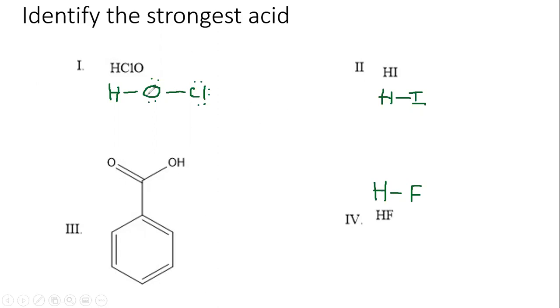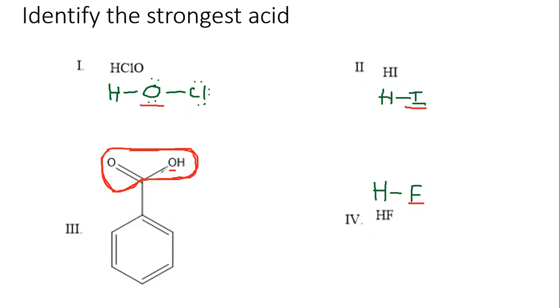So here, if we look, we see that the acidic proton is attached to an oxygen here, a fluorine here and an iodine here. So we want to know the strongest acid. Well, 1, 2, and 4 have no resonance. Benzoic acid, of course, has resonance. However, even the resonance in this doesn't match the polarizing ability or the electronegativity of F or I.